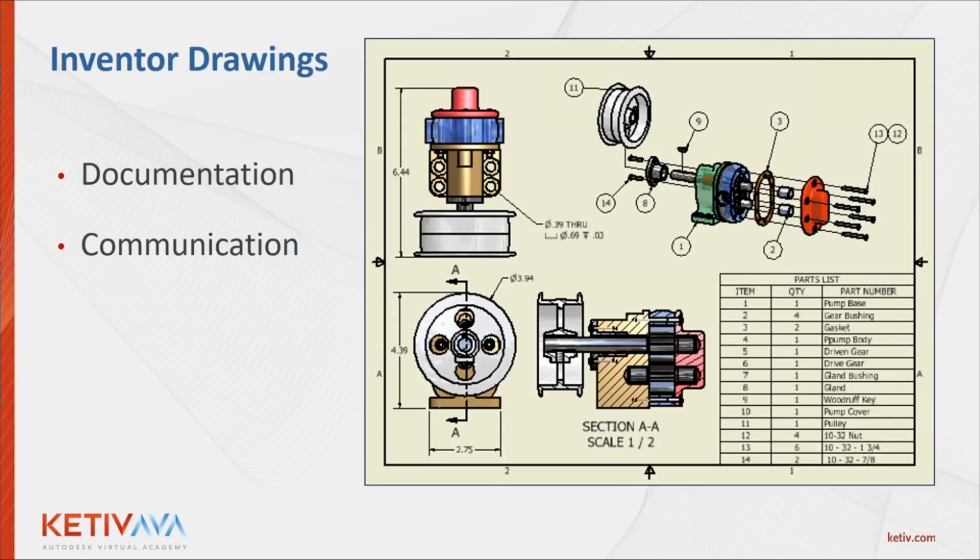So everything from dimensions of the product to a parts list or bill of materials for the assembly, all the way up to, in the top right corner of that image there, you can see actually how this assembly comes together.